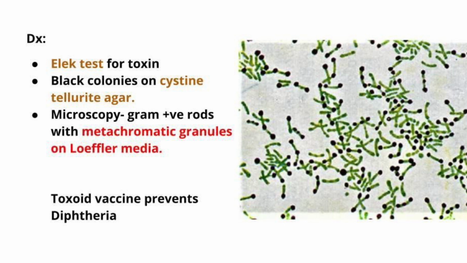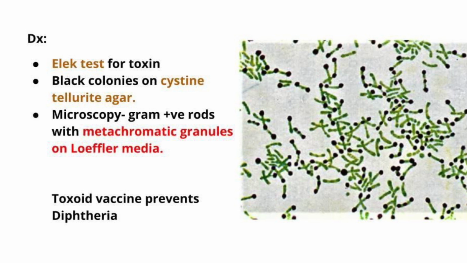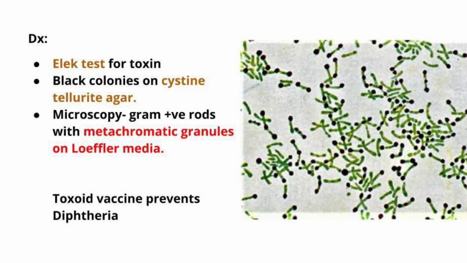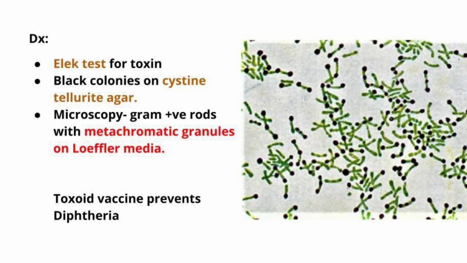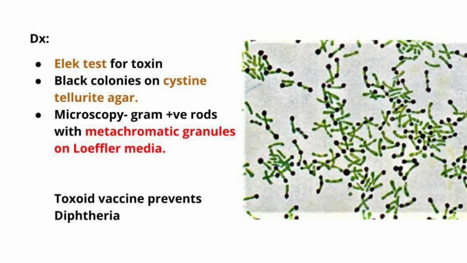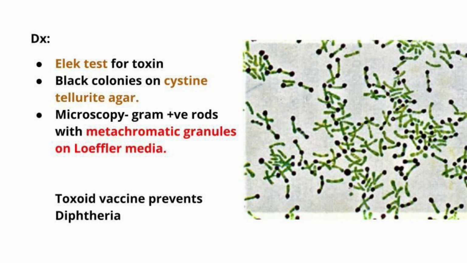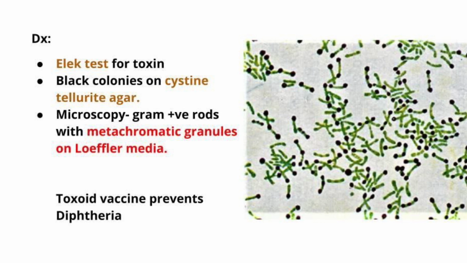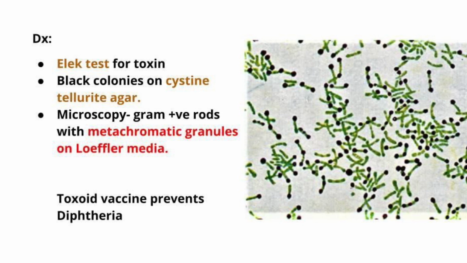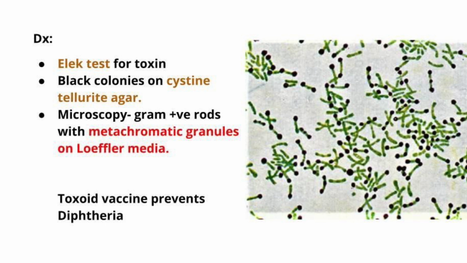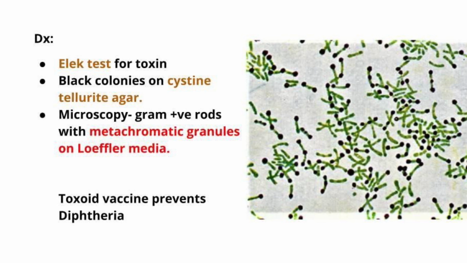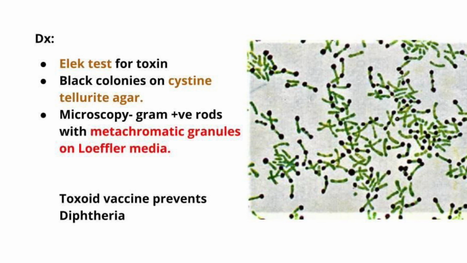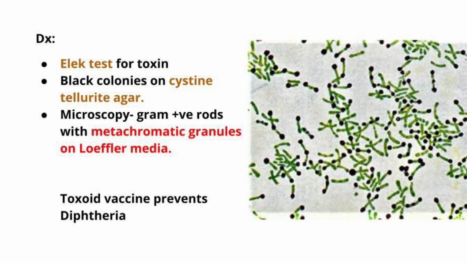McLeod classified Corynebacterium into 3 types, that is Corynebacterium gravis, Corynebacterium intermedius and Corynebacterium mitis. The gravis colonies look like daisy head colonies, intermedius colonies look like frog eggs colonies, and mitis colonies look like poached egg colonies. These are very important to remember. There is a toxoid vaccine available to prevent Corynebacterium diphtheriae infections.